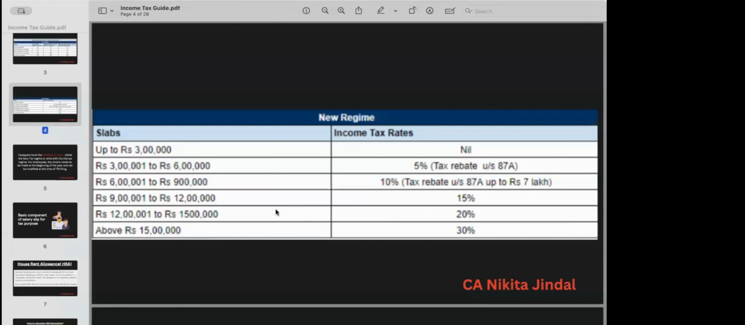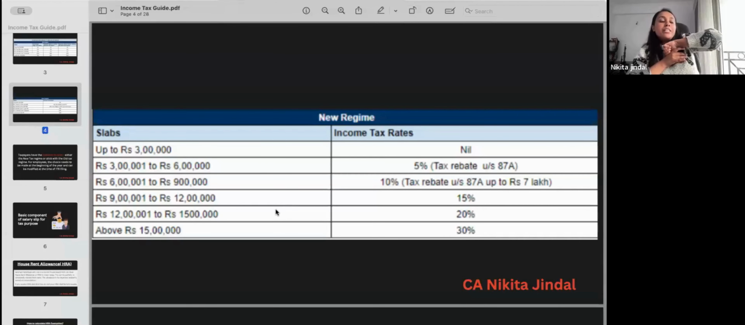Can you show us one best example of how to save tax if our income is above 15 lakhs? So if your income is above 15 lakhs, it depends. If you are having, for example, just a sec.